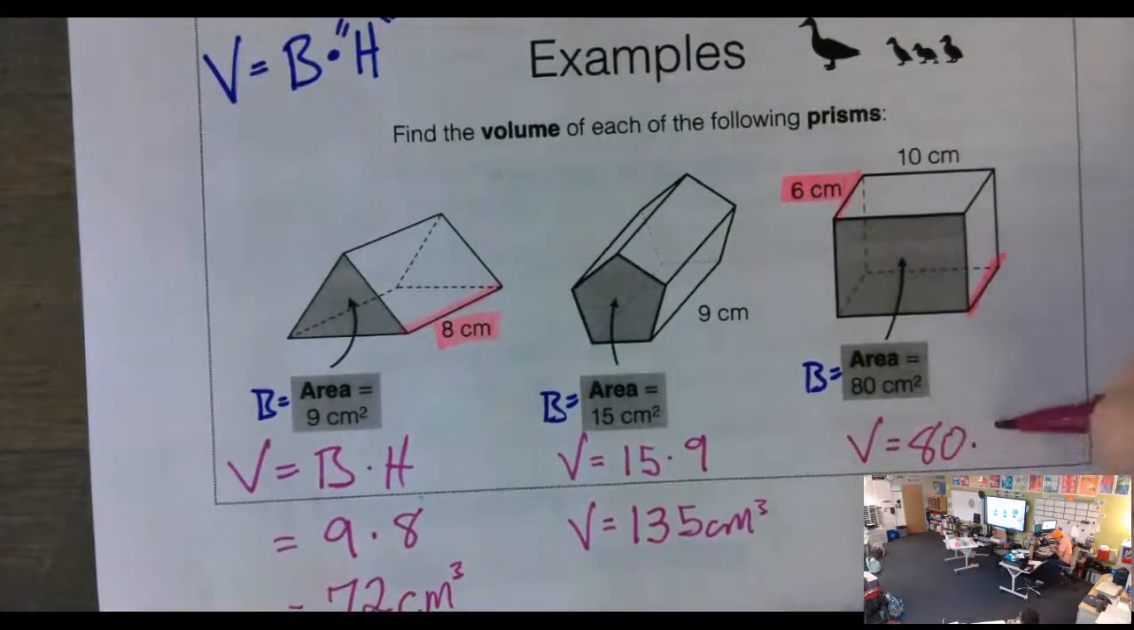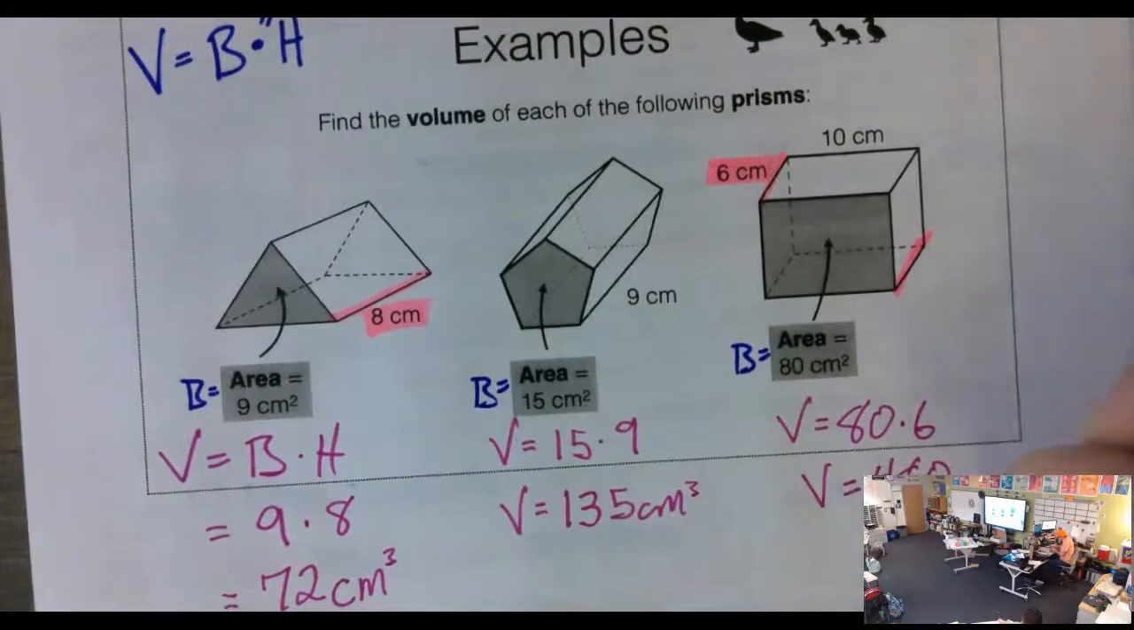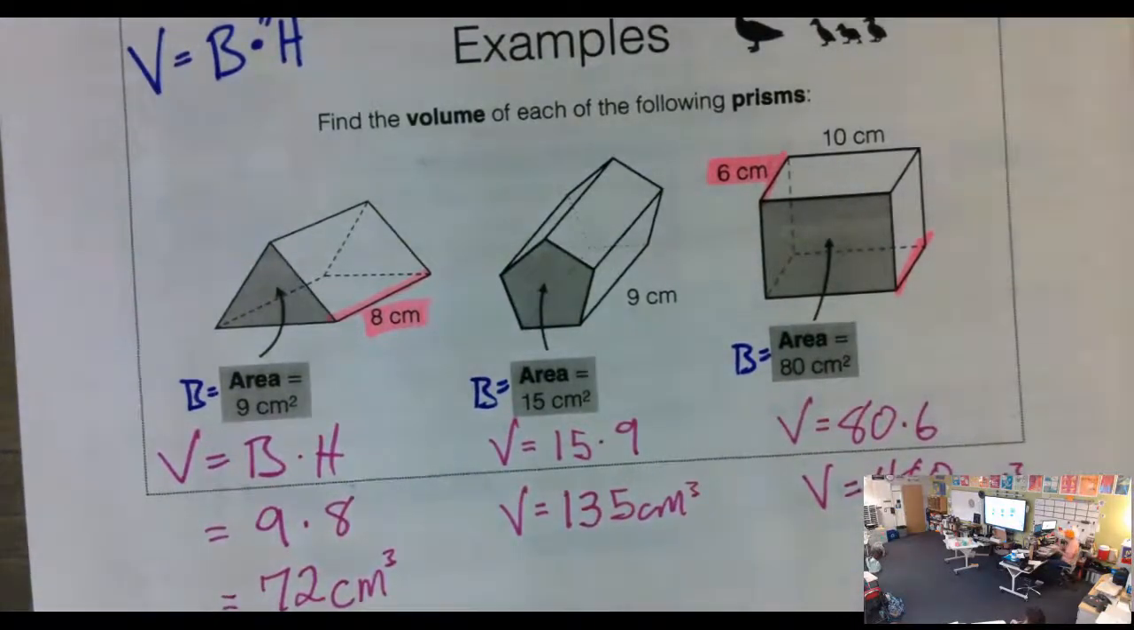80 times 6. What's 8 times 6? 448, I think. So 480 centimeters cubed. Bless you.